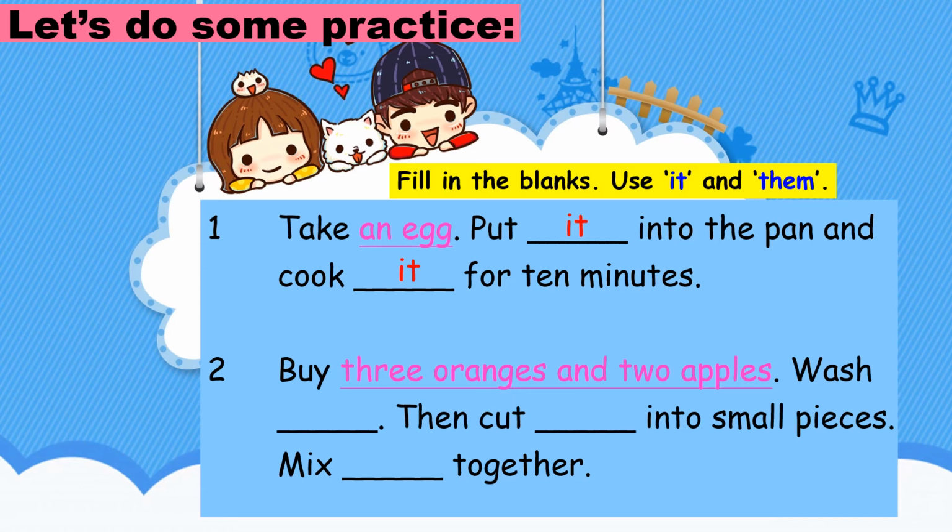Let's move on to number 2. Buy 3 oranges and 2 apples. Wash, then cut into small pieces. Mix together. Think again. What are we going to wash? What are we going to cut? And what are we going to mix?